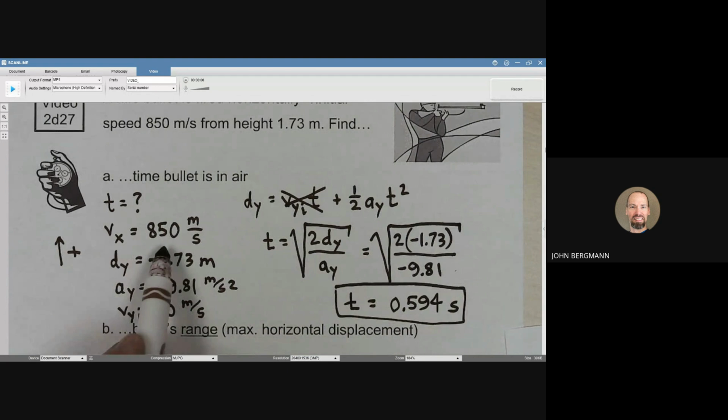You might look at what's given here, 850 meters per second, and think that we should round this to 2 significant figures, but we didn't use the 850 in this calculation. What we did use was the 1.73. Therefore, the answer should have 3 significant figures.